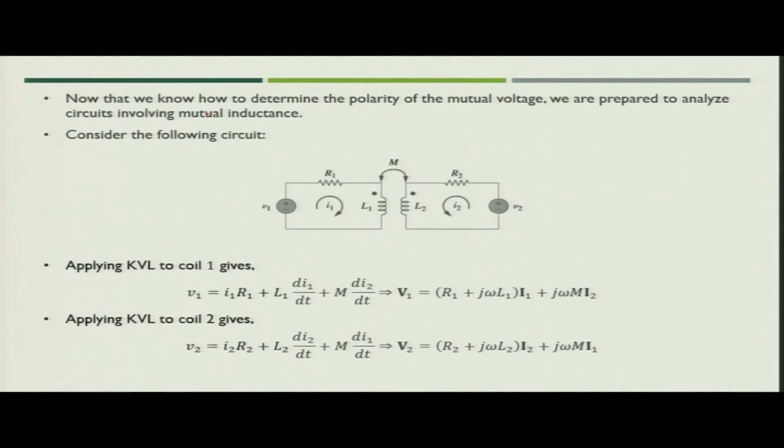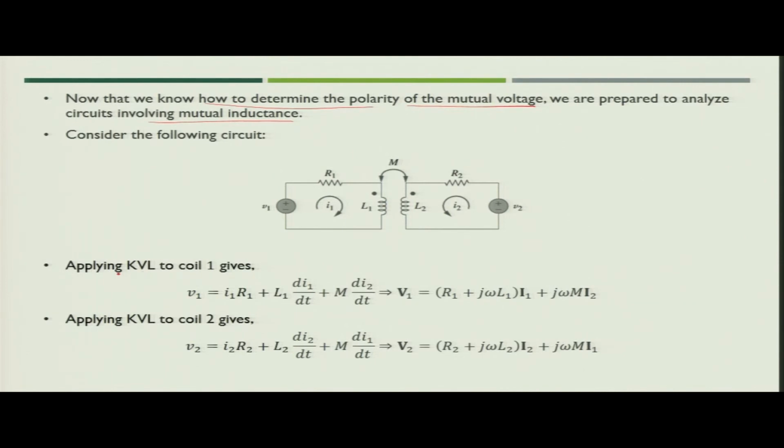So, now we can say that we know how to determine the polarity of the mutual voltage. Now, let us solve a few circuits so that we can understand how to involve mutual inductance in our circuit analysis. Let us see this figure, where we have V1 and V2, two voltages applied across two coils which are placed nearby. So, these two are magnetically coupled.